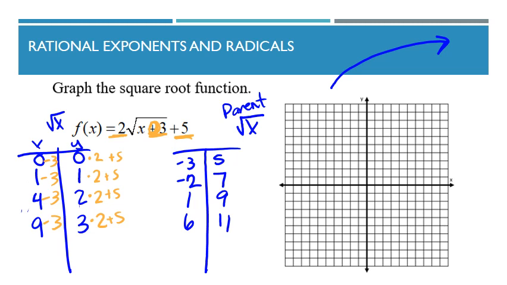Negative 3, 1, 2, 3, 4, 5. Negative 2, 7. 1, 9. And 6, 11. 1, 2, 3, 4, 5, 6. And just off the graph. So if 0, 0 is my starting, then negative 3 is the start of my shooting star. So I shoot up. Remember, it looks like half a parabola, half a u, because they're inverse operations.